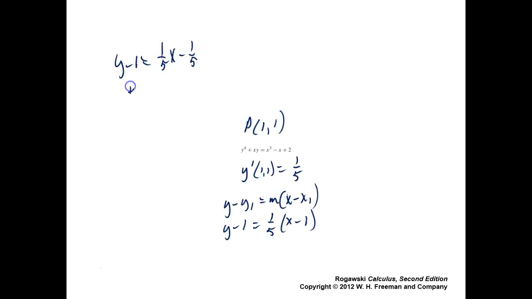Well, let's add 1 to both sides, but on this side I'm going to add it as 5 over 5, because that's what 1 is, and that's going to make it easier to add. These add to 0, so y is equal to 1/5 x plus 4/5. And that's the equation of the tangent line that you see at the bottom of, or near the bottom of, page 168.